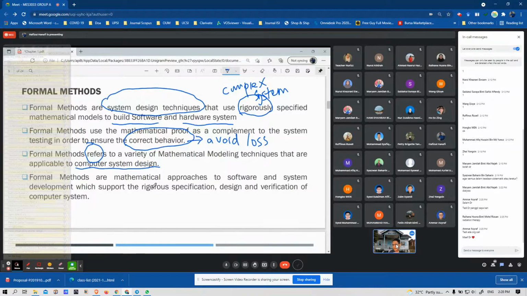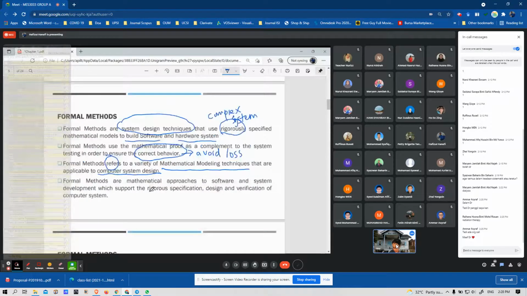Okay, mathematical modeling. This one is quite big. Okay, we can have abstraction, and then we can also have heuristic, and then in silication.